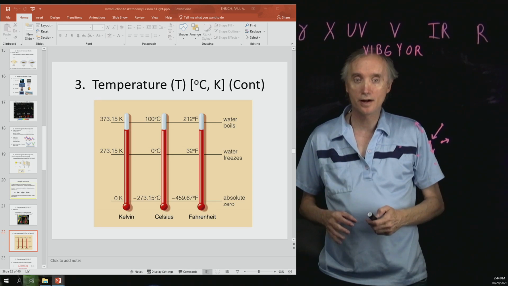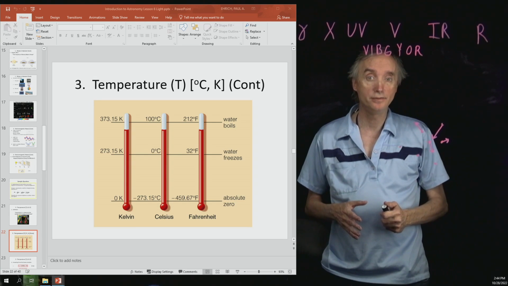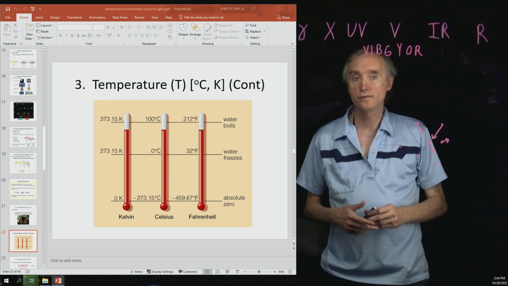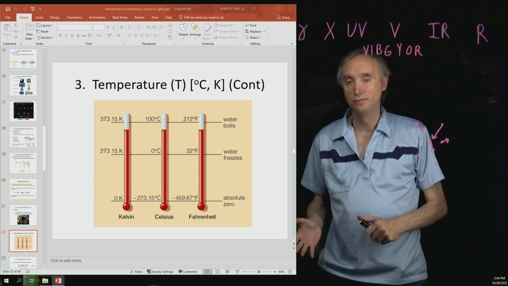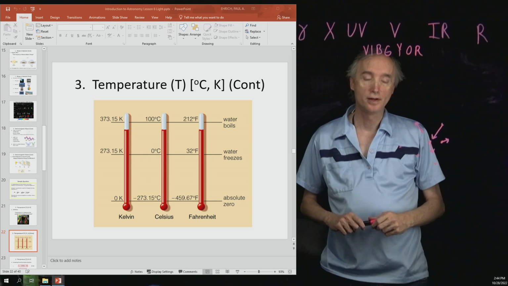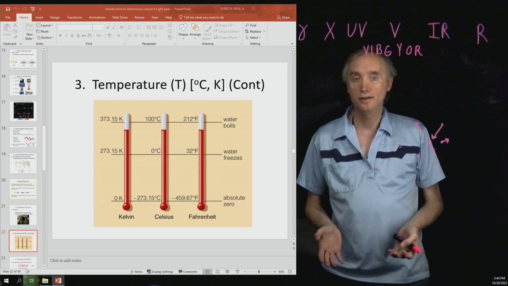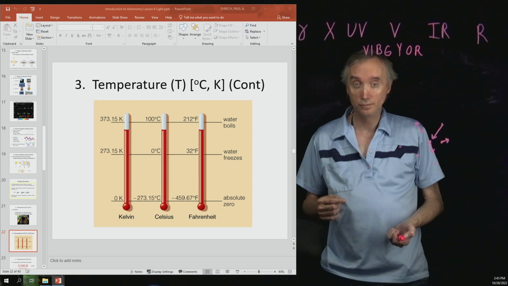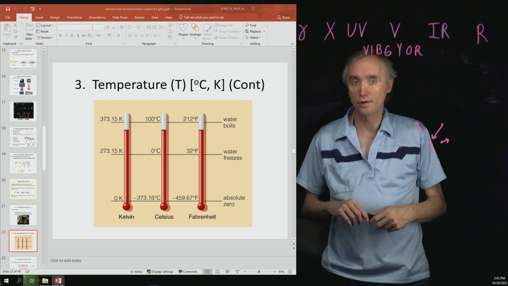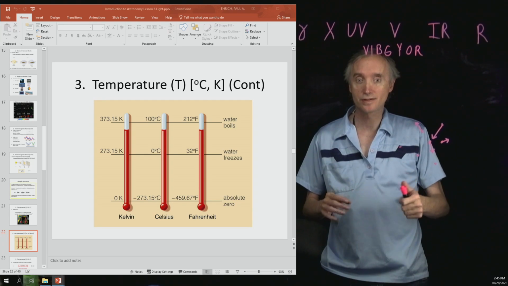And so on the Fahrenheit scale, water would freeze at 32 degrees Fahrenheit, and then it would boil at 212 degrees Fahrenheit. So everybody was happy with that until they came up with the metric system. And so when they came up with the metric system, everything's based on tens. So they said, let's make the freezing point of water 0, and then let's make the boiling point of water 100 degrees Celsius or degrees centigrade.